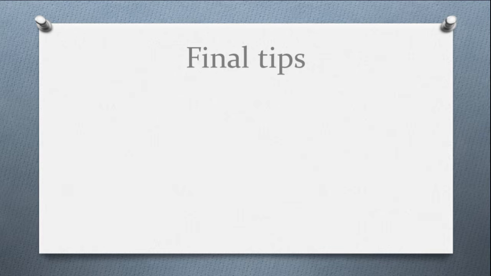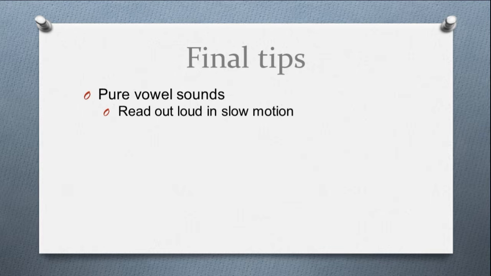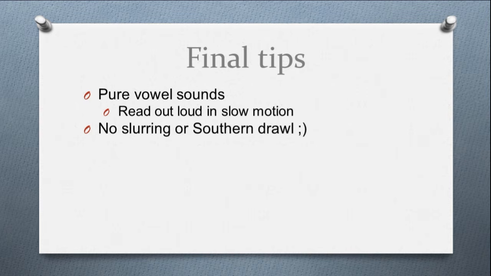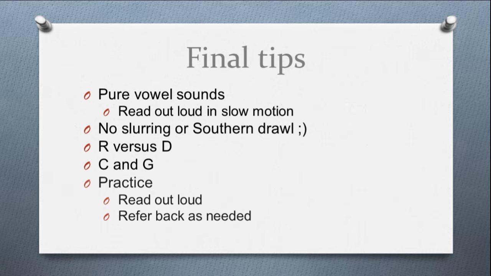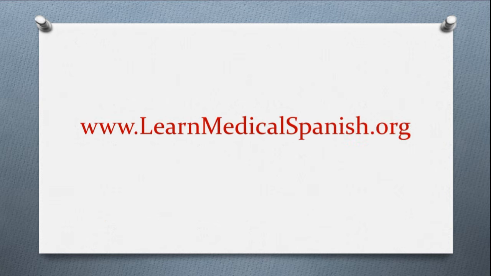Final tips, we're basically out of time for the 10-minute video, but make sure your vowel sounds are pure. You can read out loud in slow motion. Never slur or speak with a southern drawl. Remember the differences between R and D, that's really important. And then how to pronounce C and G with the hard or the soft sounds. Make sure you read out loud for practice and refer back as needed.